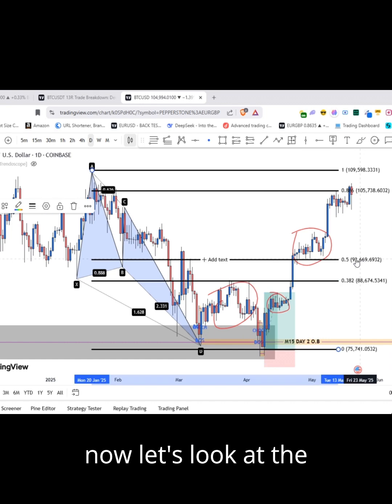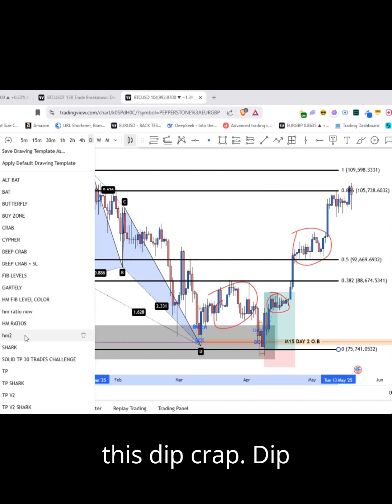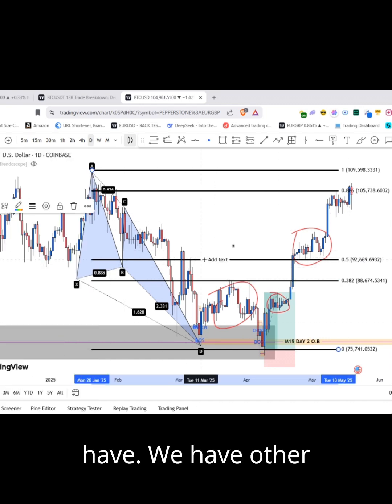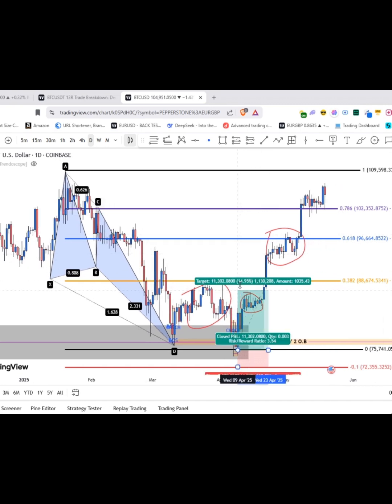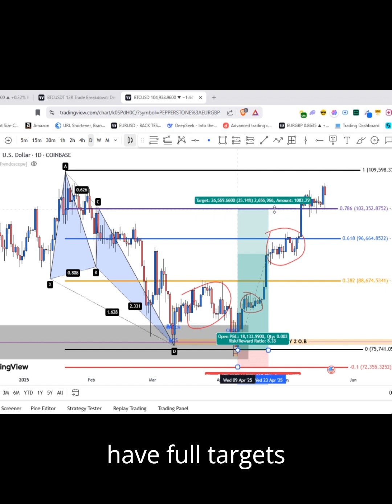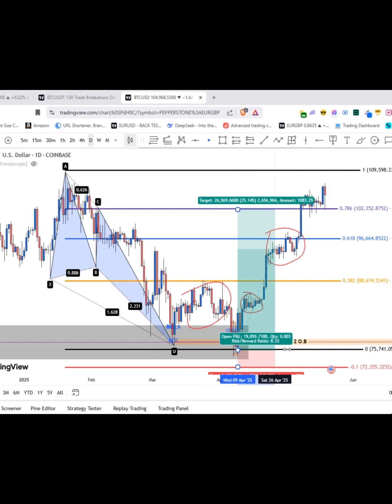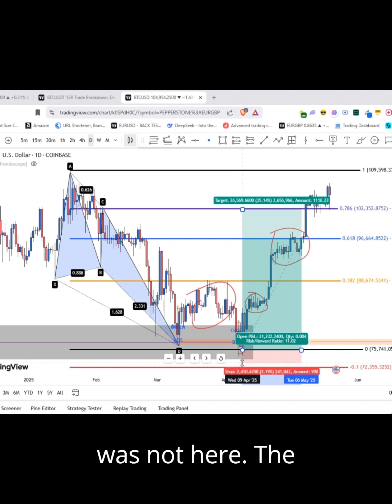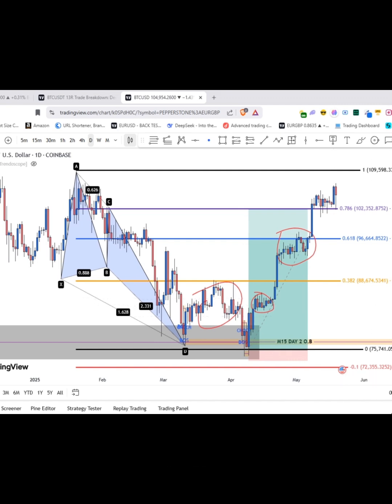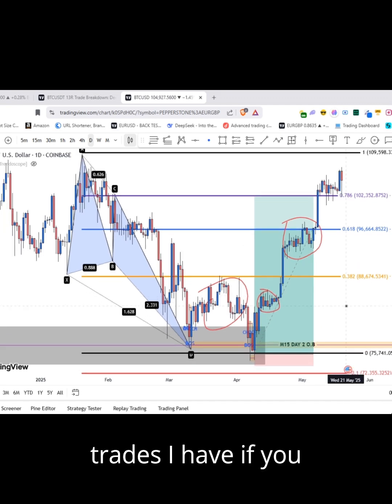Okay, so now let's look at the target levels for this deep crab. Deep crab is one of the harmonic patterns we have. We have other harmonic patterns. So these are the targets. Hope you guys can see my screen clearly. So we have the full target here. Of course, I beg your pardon, the stop loss was not here. The stop loss was very tight, 13R there. So then we have other trades.